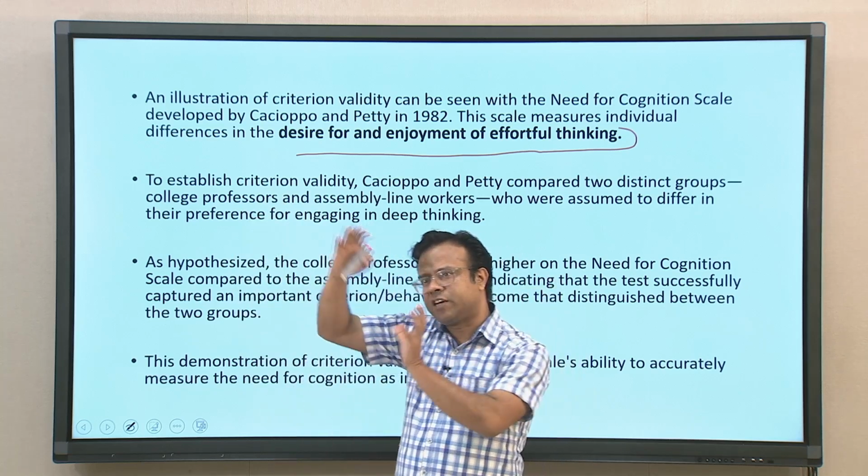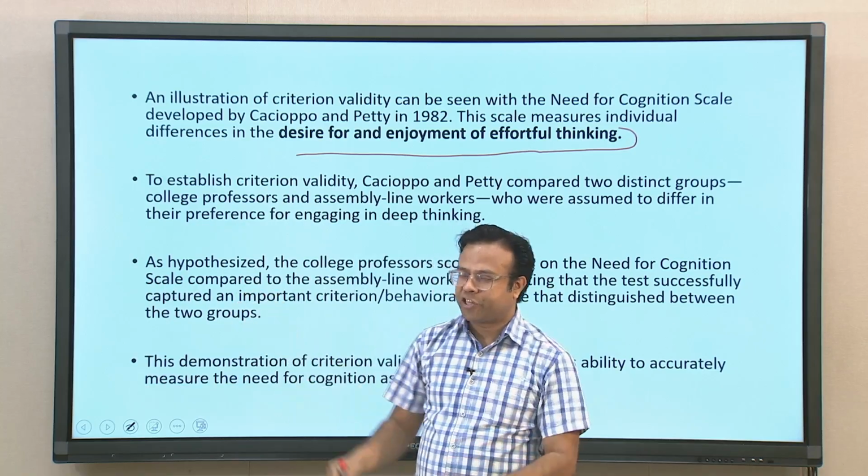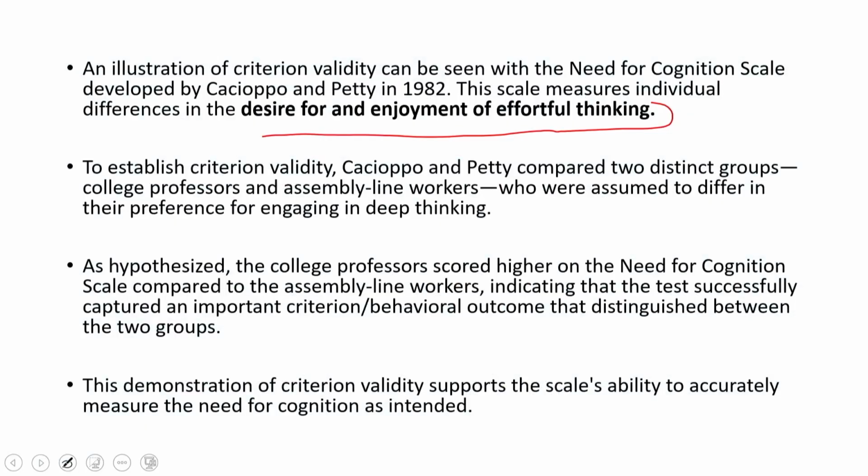Some people are more thinking oriented, some people are less thinking oriented and so on. So, this scale measures that. Okay. Now, how do you establish criterion validity for this scale? What they did, so these actually are done by those researchers, this is not an assumption.